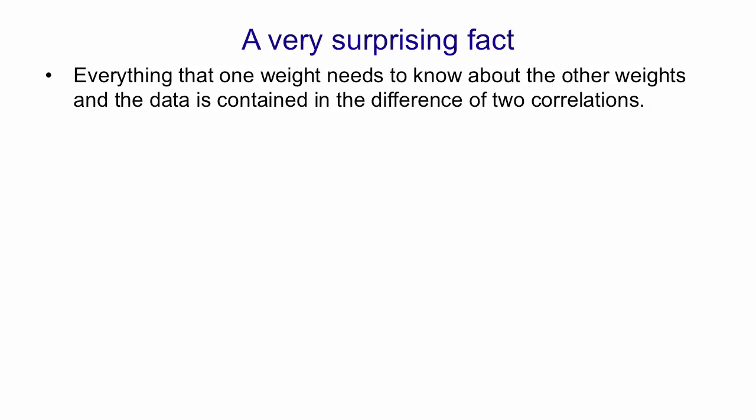So given that one weight needs to know about other weights in order to be able to change even in the right direction, it's very surprising that there's a very simple learning algorithm, and that the learning algorithm only requires local information. So it turns out that everything that one weight needs to know about all the other weights, and about the data, is contained in the difference of two correlations.